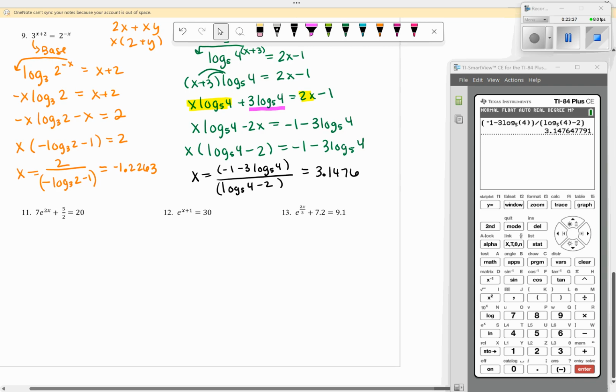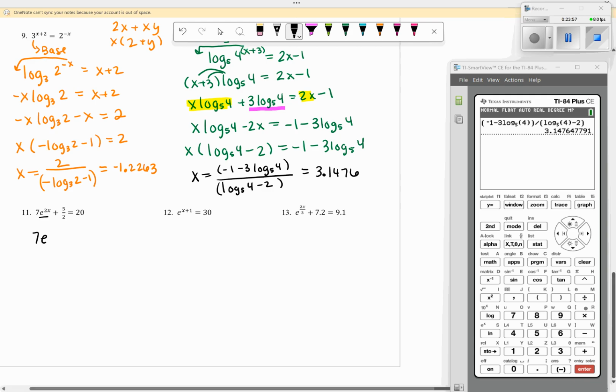All right, so looking at the last ones, you'll notice that all of these have a base e in them. So if it's a base e, you can use log base e, but we're going to use the natural log to practice. So we need to isolate the exponential expression first, which is the e to the 2x. So you're going to subtract the 5/2 and divide by the 7 first.